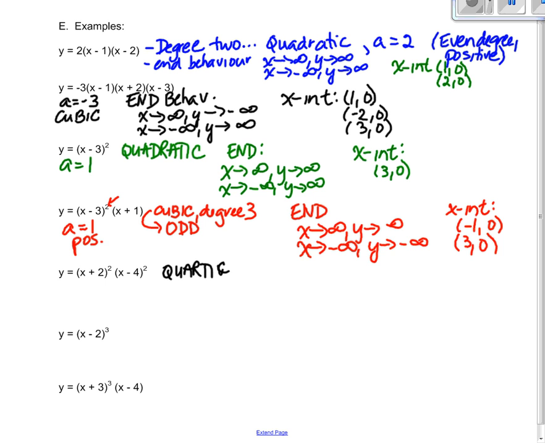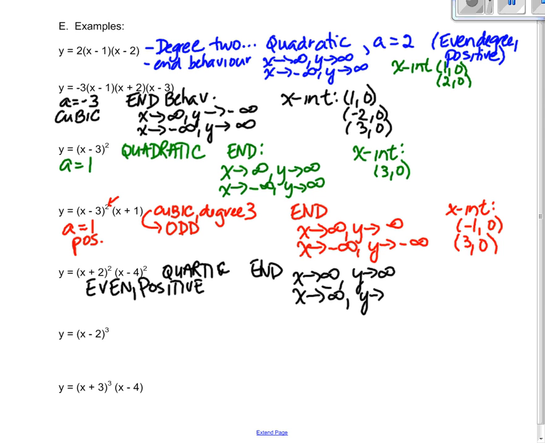Quartic. I have an invisible a equals 1, so I have an even positive function. So on my chart, that will tell me my end behavior. As x approaches the right, it will also increase. I just don't want to lie to you, so I keep checking here. As we go further and further to the left, the function will again increase upwards.